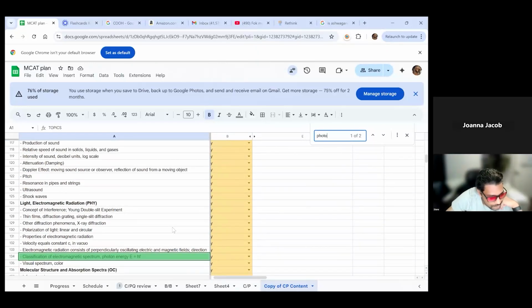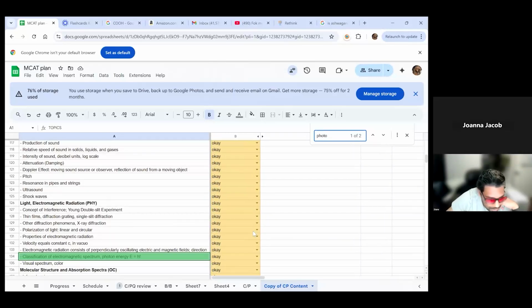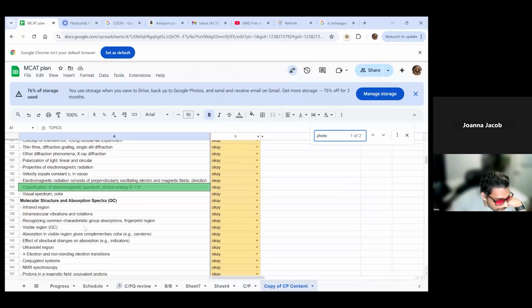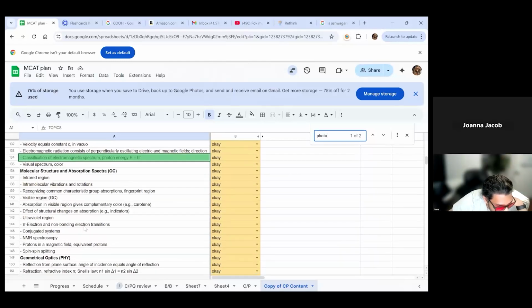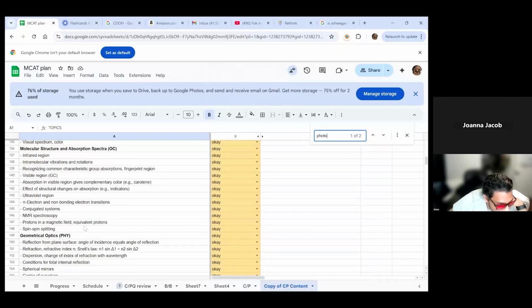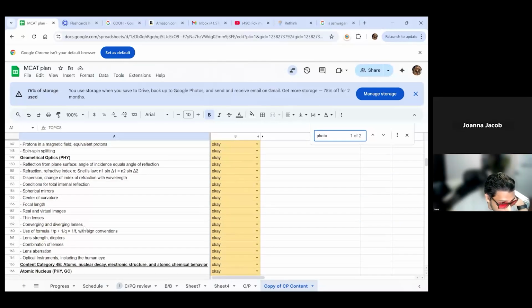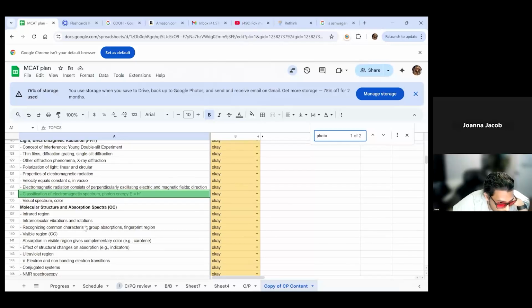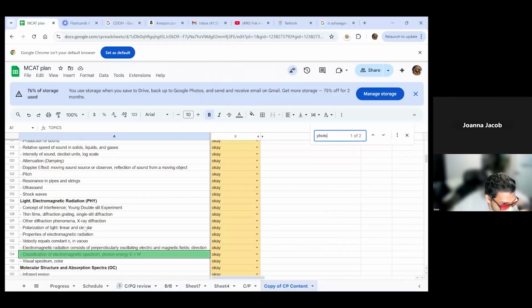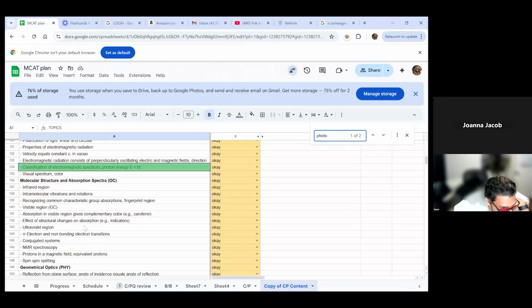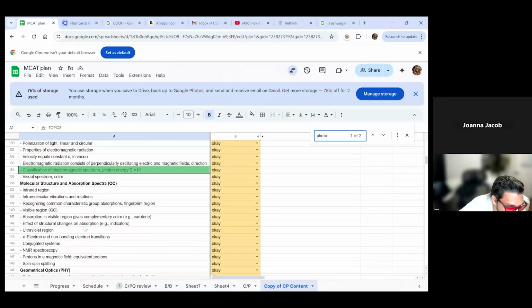Okay, so we have classification of electromagnetic spectrum, photon energy. Let's scroll down some more. Yeah, all of this stuff. Conjugated systems, electronic transitions, right? Yeah, I need help with all of these. These are always problems. Electromagnetic, go down. Ultraviolet, conjugated systems. Yeah.